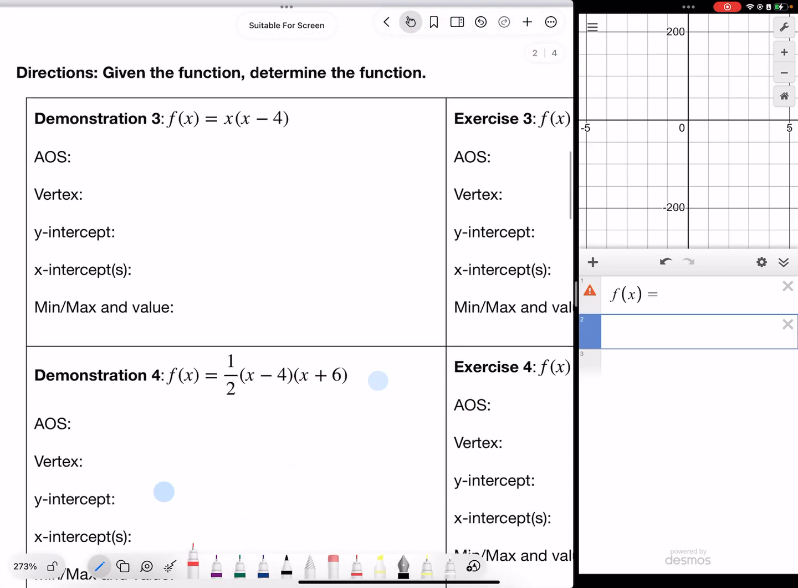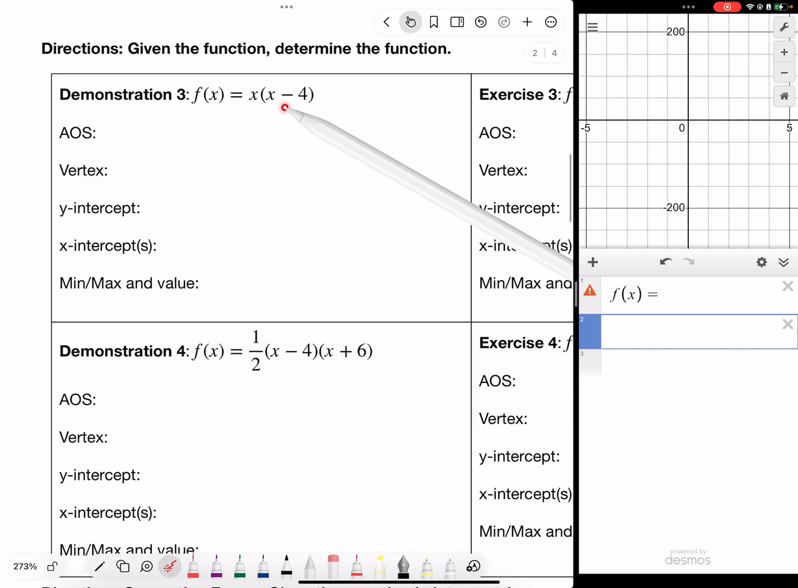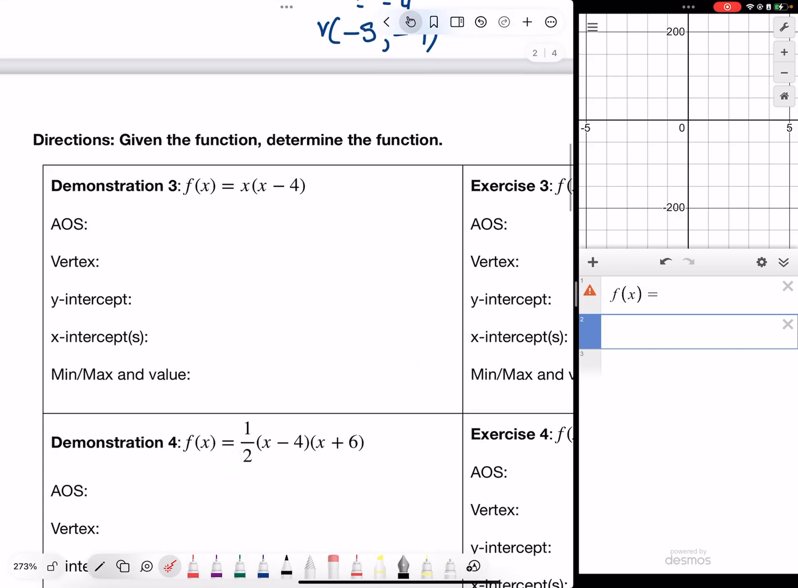All right, demo 3. It's the same thing, everybody, except no graph, right? But you're still going to sketch one to help you figure it out, help you think about it. So, a couple of things here. The first one is in kind of a wonky form, okay? But notice the x is outside. There's no x squared inside here. It's an x times this.